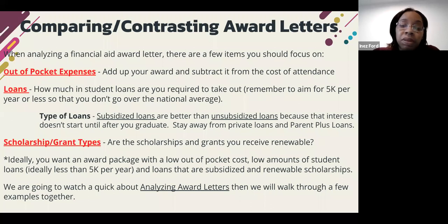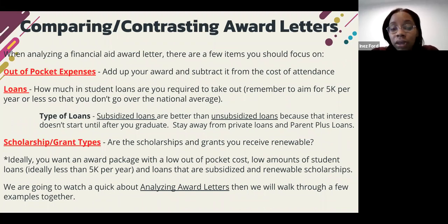Are your loans going to be subsidized or unsubsidized? Subsidized just means that the interest doesn't start until you graduate. Unsubsidized means as soon as you take out that loan, the interest starts. And so ideally you want to take out subsidized loans, and you want to look at scholarship and grant types and whether they are renewable.